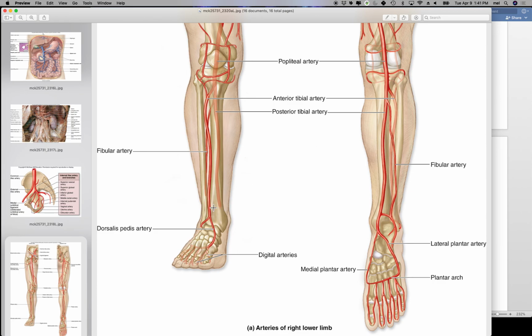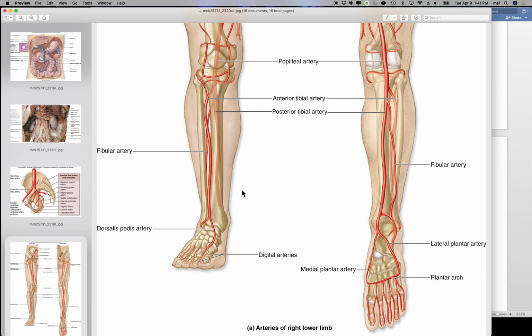Okay, even though you didn't have to learn the arches, look at how similar it is to how you do the hand, right? You have some arterial arches that give rise to digital arteries. That's how you deliver blood to your toes. Yes? Arterial arches that give rise to digital arteries. Everybody good? Okay, all right.